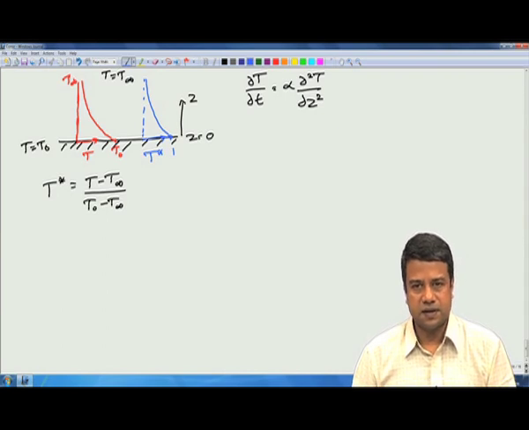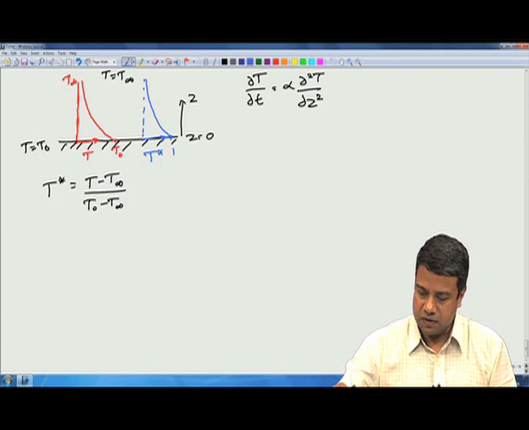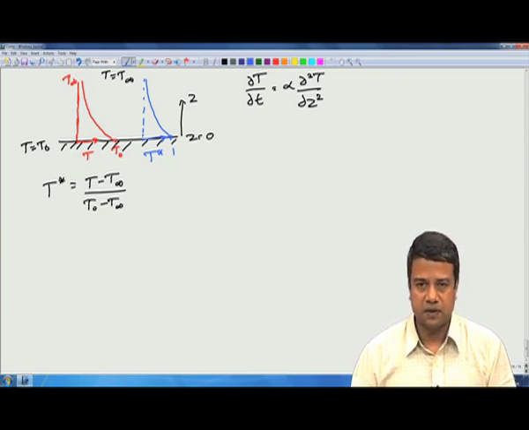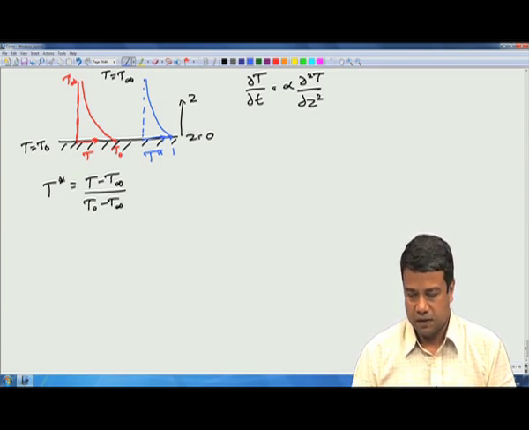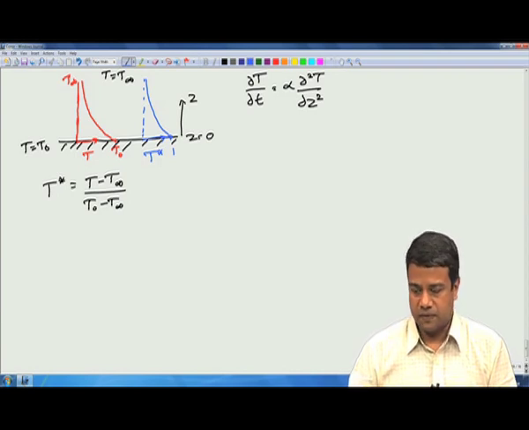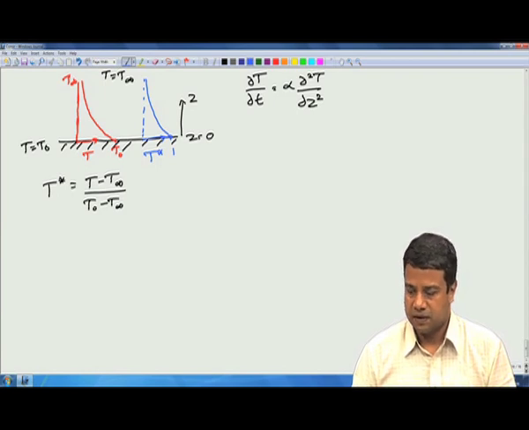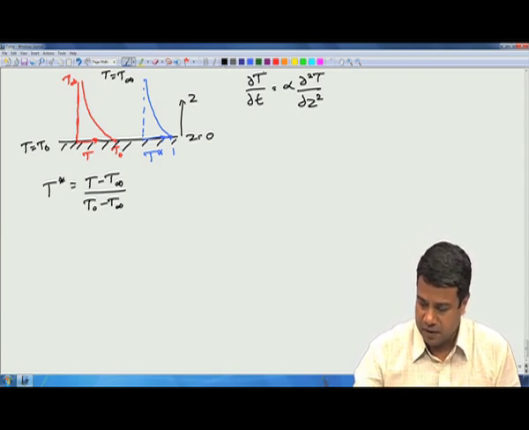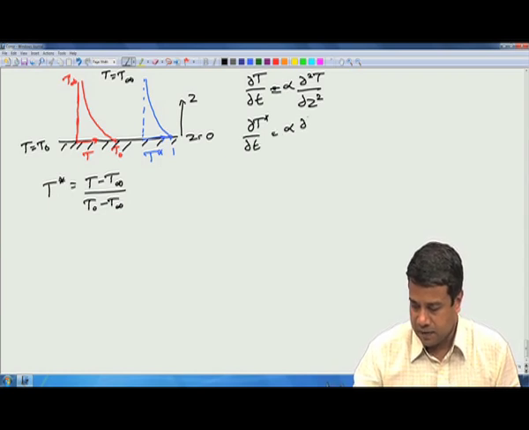And this is convenient because even though the solution for the temperature T does depend upon the values of T naught and T infinity, once I have scaled it, the solution for T star is independent of the values of T naught and T infinity. Expressed in scaled form, you can see that the temperature dimensions on the left and the right side of the equation are the same. This is a linear equation in the temperature, and therefore, the equation just becomes partial T star by partial t is equal to alpha partial square T star by partial z square.